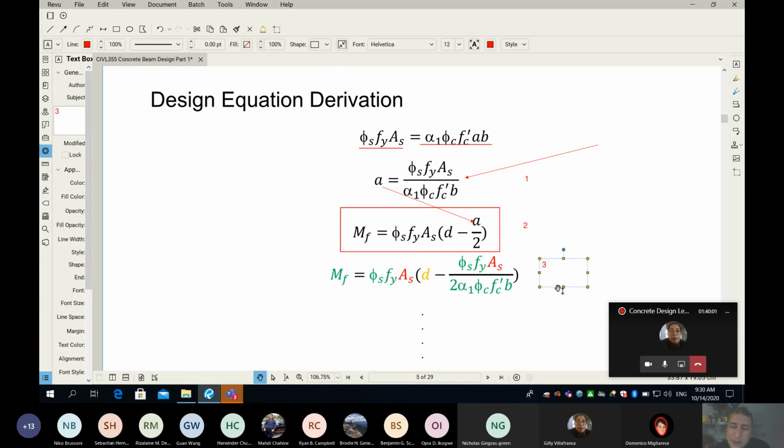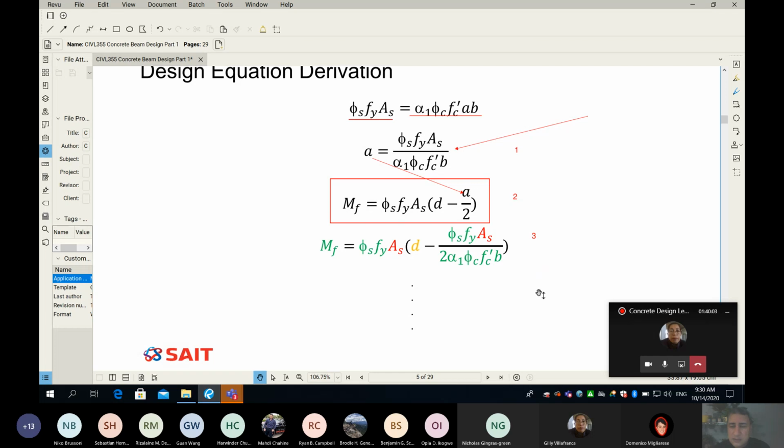Equation 3 is kind of a nice equation. Look at this and look at the way I color it. Please look at the way I color it, and please go one term by another term.